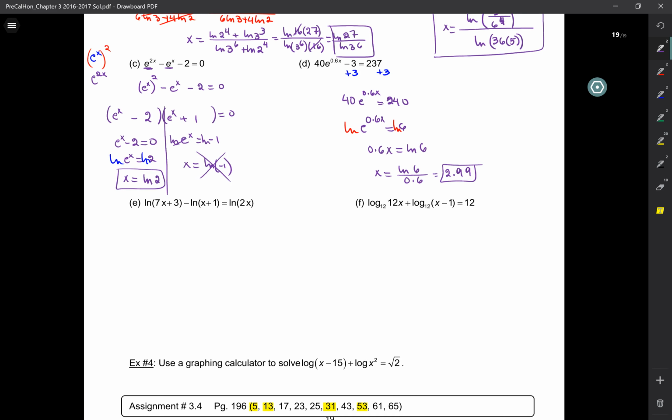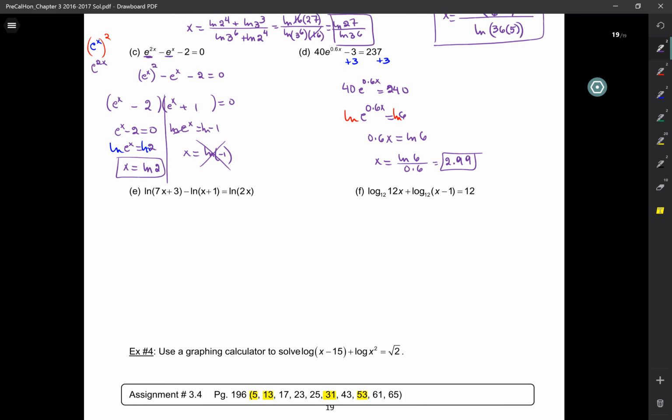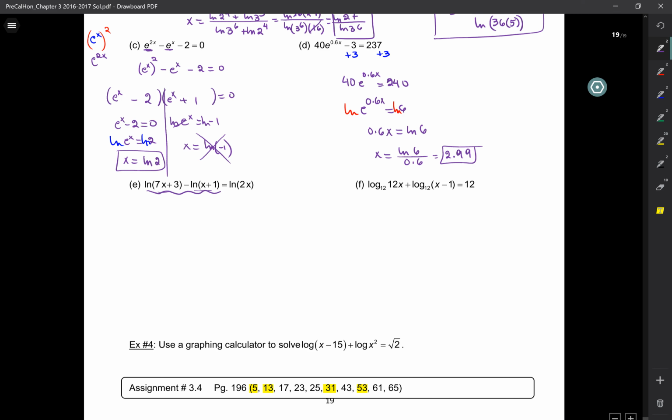Alrighty. Now, there's just no end to the fun here. One more. I have ln of something minus ln of something else. So what I need to do is I need to condense this first. Okay, let's do that. There is a minus in the middle, so it'll be ln of a fraction, 7x plus 3 over x plus 1 equal ln of 2x. Okay, now I can use the one-to-one property and set the arguments equal to each other. So 7x plus 3 over x plus 1 is equal to 2x.